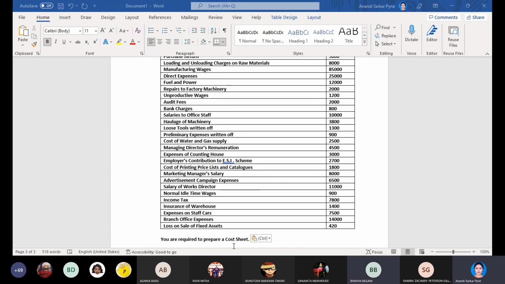So why are we taking loose tools written off in the cost sheet? Loose tools written off is directly related with production related expense. That's why loose tools written off. It's not mentioned as loose tools, it's mentioning loose tools written off. Loose tools is basically not an asset of the company. It's just like a machinery. Loose tools the company keeps with itself. When the loose tools are created into a machinery, then the machinery becomes an asset. Loose tool is not an asset.